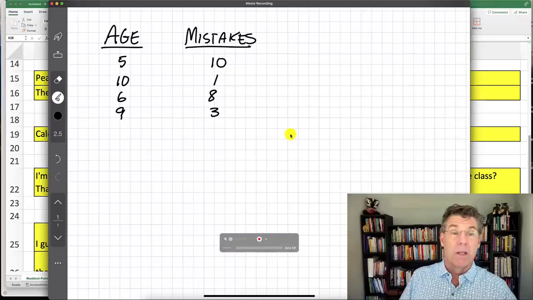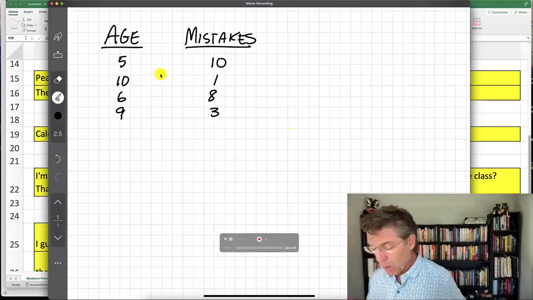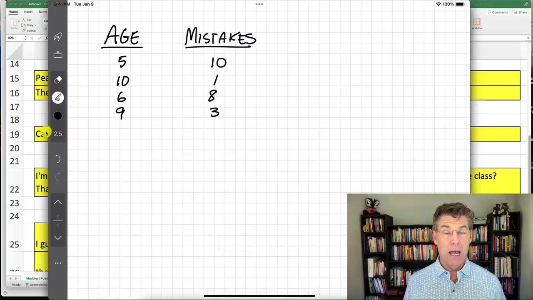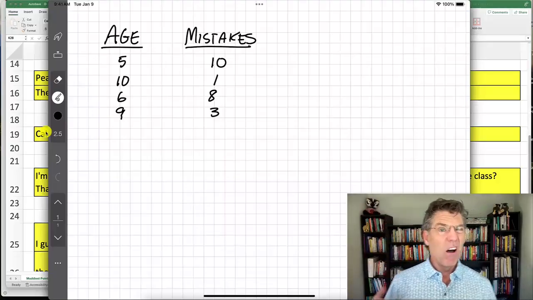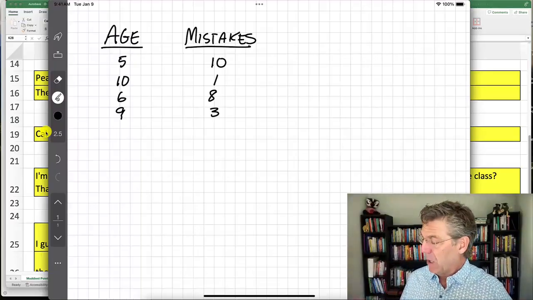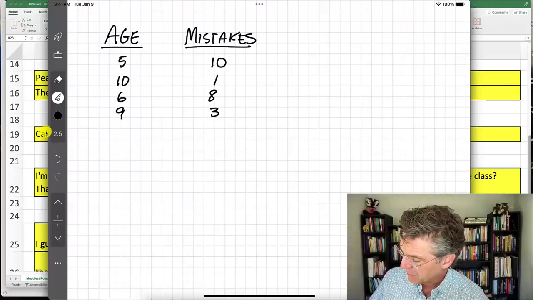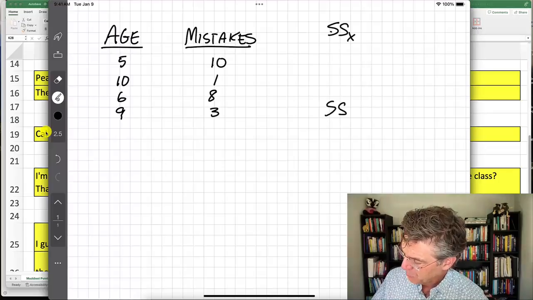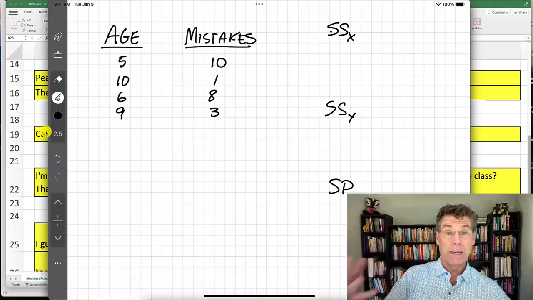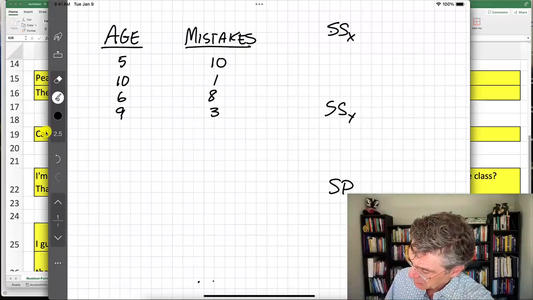Okay, so to calculate this, what we want to do is ultimately calculate three things to start. And they're all essentially like a sum of squares. So we're going to be measuring some form of variability. Ultimately, we're going to measure sum of squares x, we're going to measure sum of squares y, and we're going to measure sum of products. Okay, so those are the three things that we need to ultimately calculate our correlation.